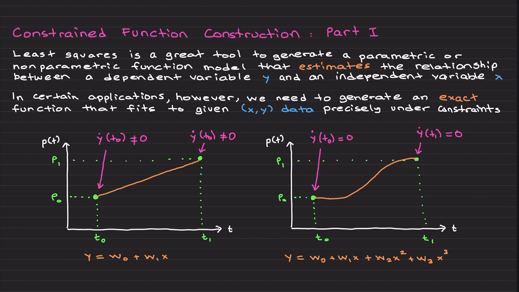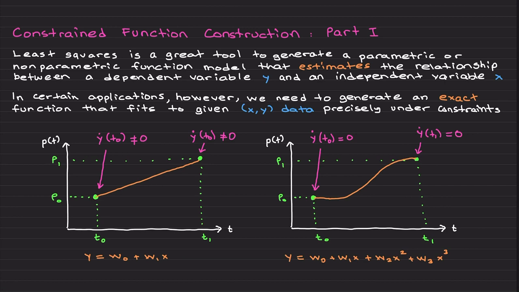Least-squares is a great tool to generate a parametric or a non-parametric function model that estimates the relationship between a dependent variable and an independent variable. What I mean by estimate is, you have different points and you find the function that passes through them by minimizing the error between that function, that model, and these points. So it is an estimate, and it's a great tool that we use in many areas of machine learning and control theory. But it is an estimation.